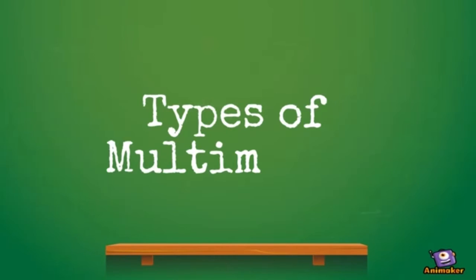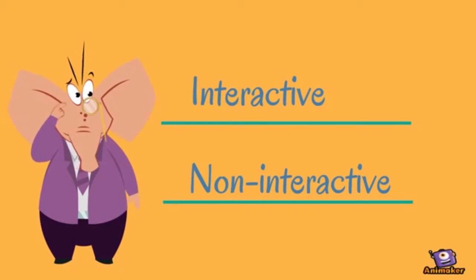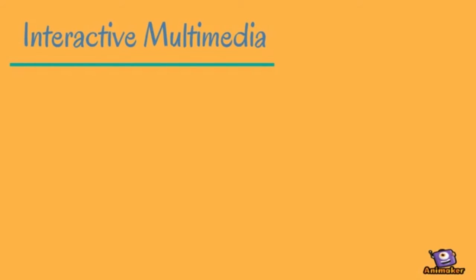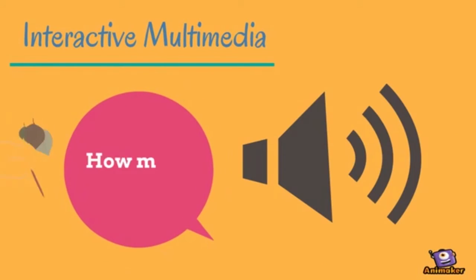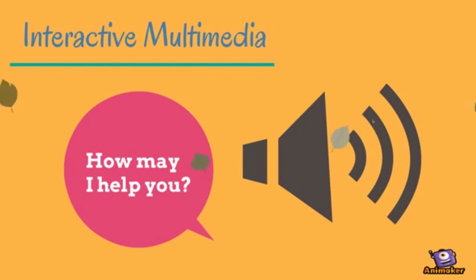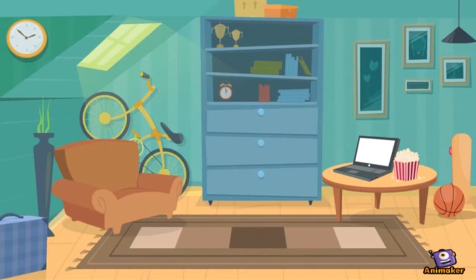The second thing that you must learn is that multimedia is classified into two types: interactive and non-interactive multimedia. Interactive multimedia is a two-way communication in which the audience can input text or sounds by pressing the buttons on your keyboard or analog sticks. It is also an active form of entertainment.